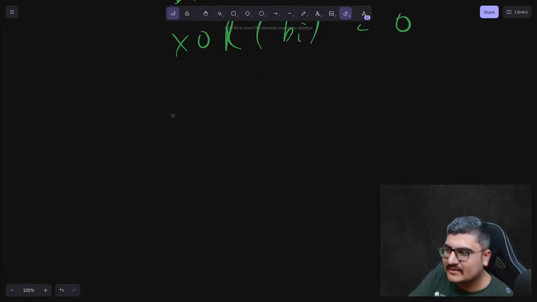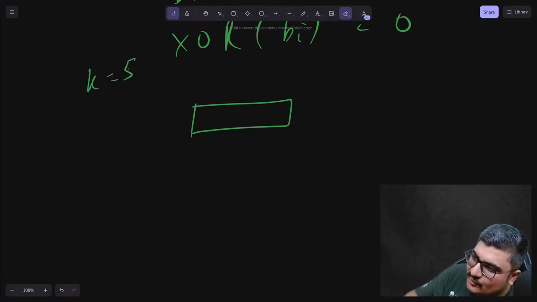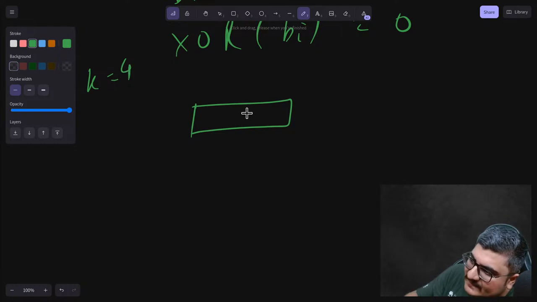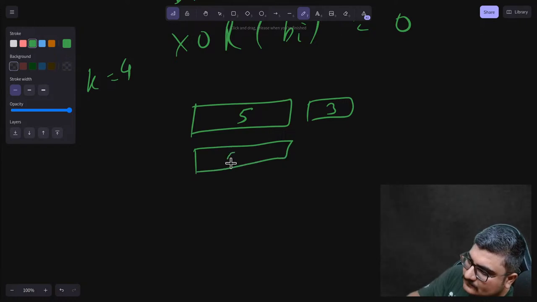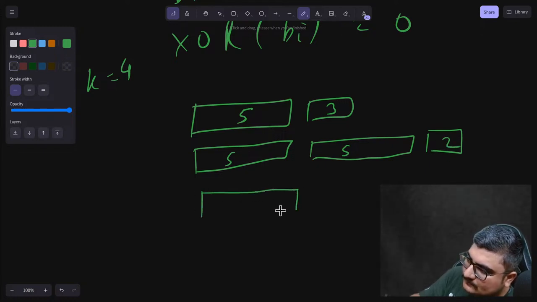Essentially, if you visualize a pile of length k plus 1, let's say k is 4 here, then let's group piles like this: 4, 3, 5, 5, 2, 5, 1.